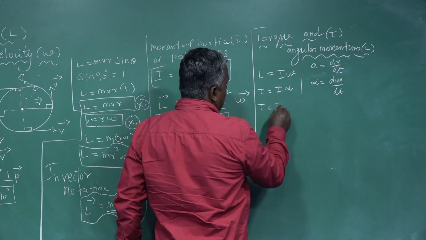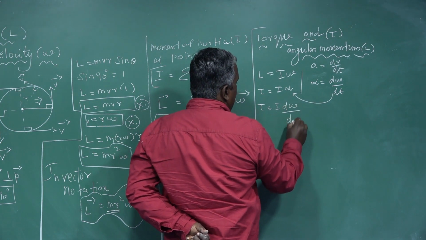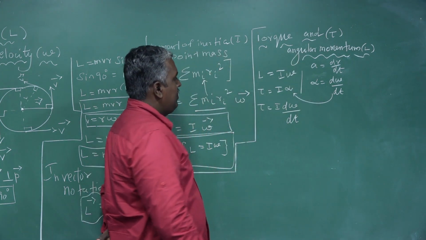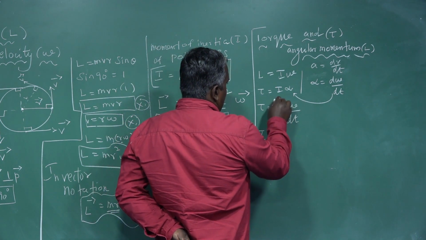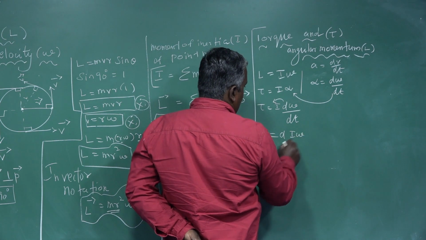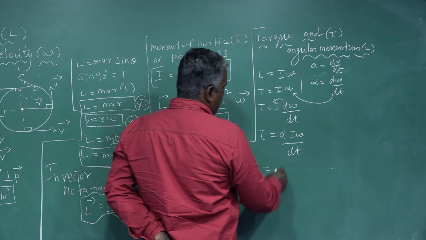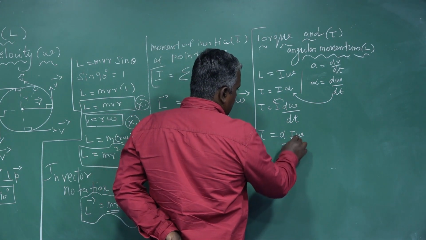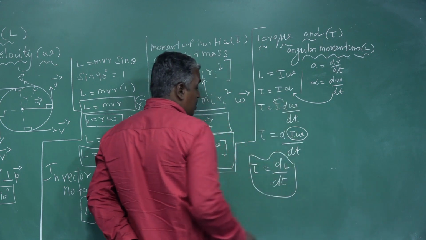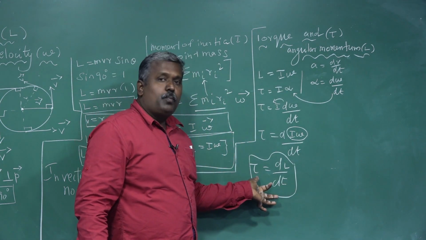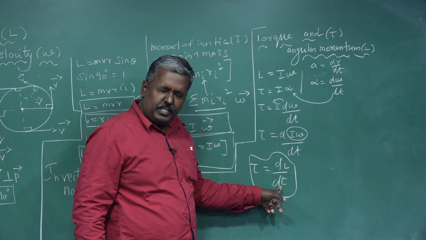Tau is equal to I alpha, that is I d omega by dt. So tau is equal to d by dt of I omega. What is I omega? L. So the torque on a rigid body is equal to the rate of change of angular momentum of the rigid body.